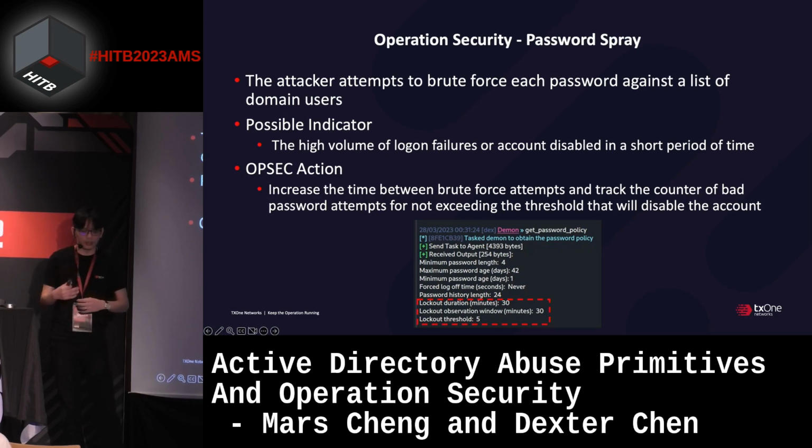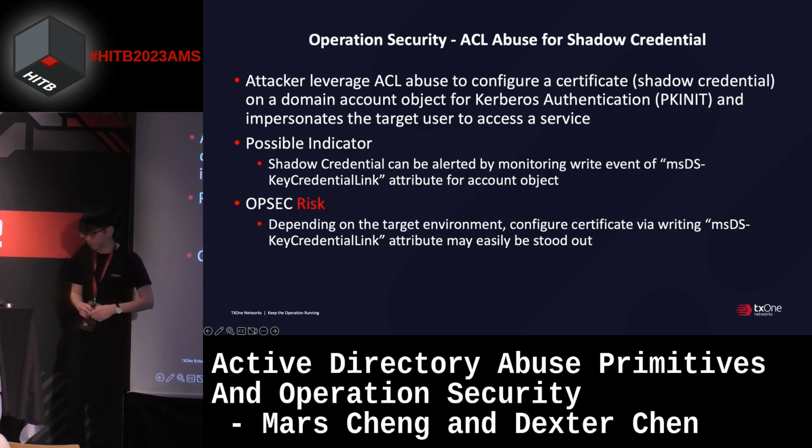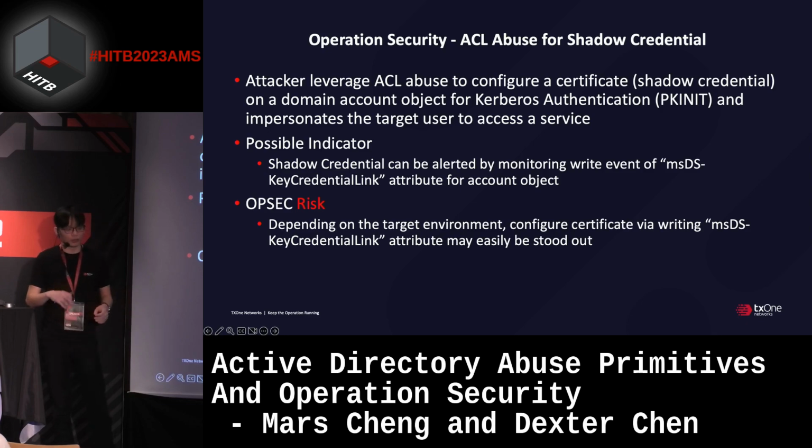So we're not exceeding the threshold and disabling the account. For the next abuse primitive, we have ACL abuse for shadow credential. As we're seeing here, there's no possible action we can take to counter this indicator. This is because, as we saw from the previous abuse primitive, this is how the mechanism works. We cannot do anything to change that.